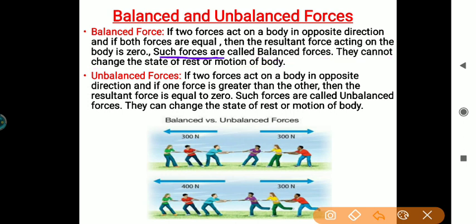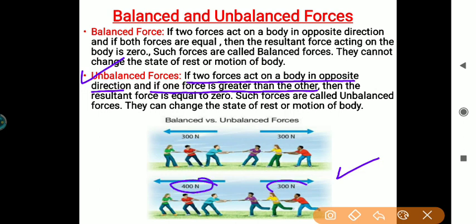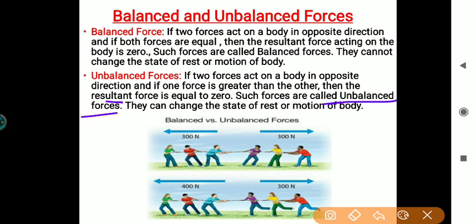Next is unbalanced forces. If two forces act on a body in opposite directions and one force is greater than the other, like that. Here the left side force is more as compared to the right side force. That means there is a change in the resultant force. So the resultant force is not equal to 0. Such forces are called unbalanced forces. They can change the state of rest or motion of a body.